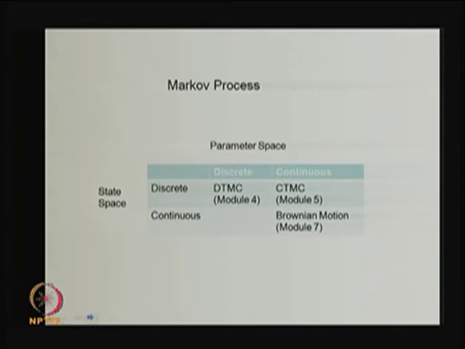A stochastic process satisfying the Markov property whose state space is discrete and the parameter space is continuous, that stochastic process is called the continuous time Markov chain, that we are going to discuss in model 5. There are other types of Markov process also, where the state space is continuous and the parameter space is also continuous, that is called the Brownian motion or Wiener process, that we are going to discuss in model 7. Now, in this lecture we are going to discuss the continuous time Markov chain under model 5.